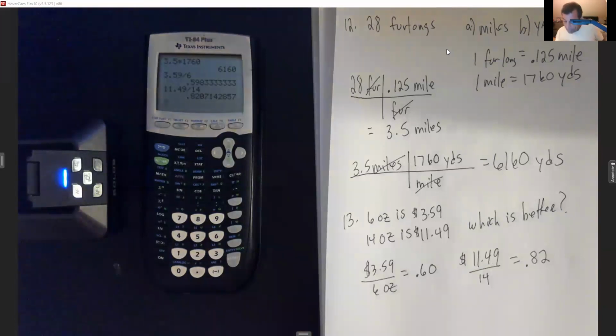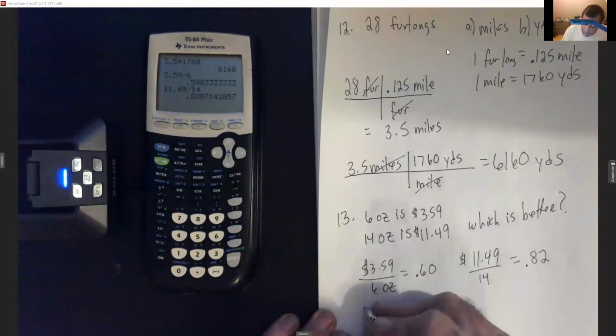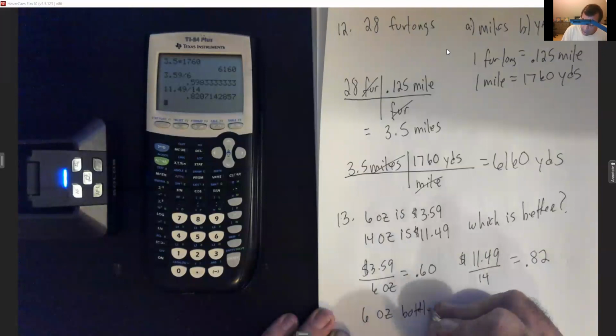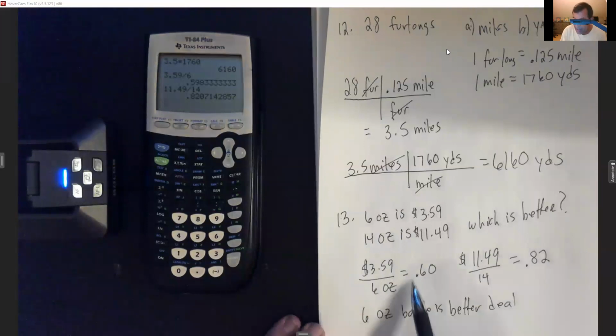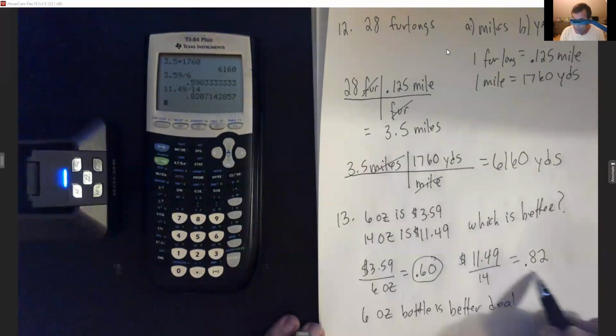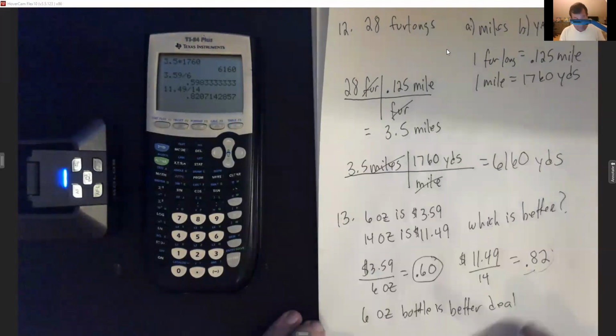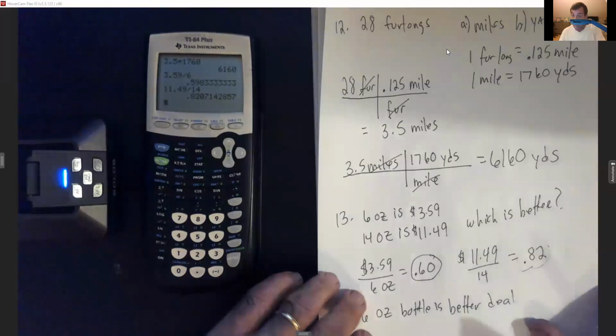Oh, y'all, so what did we come up with on a better deal? That's what they want on part A. Which one was the better deal? The 6-ounce bottle is the better deal, because I'm only paying 60 cents per ounce instead of 82 cents per ounce. I'm paying 22 cents higher for the other one, okay? All right, so the main thing on that one was just to find the price per ounce and then see which one was better.